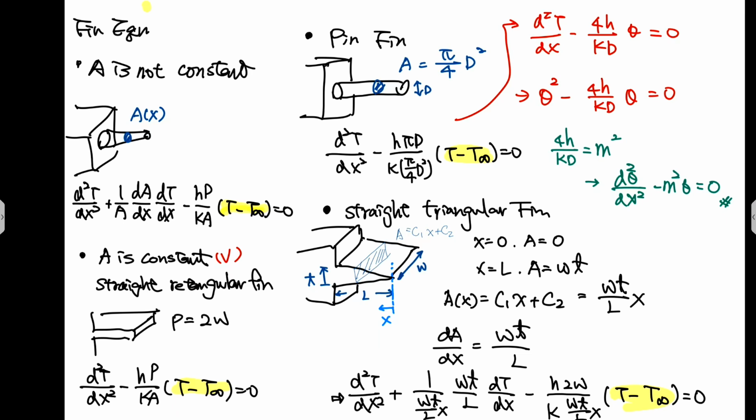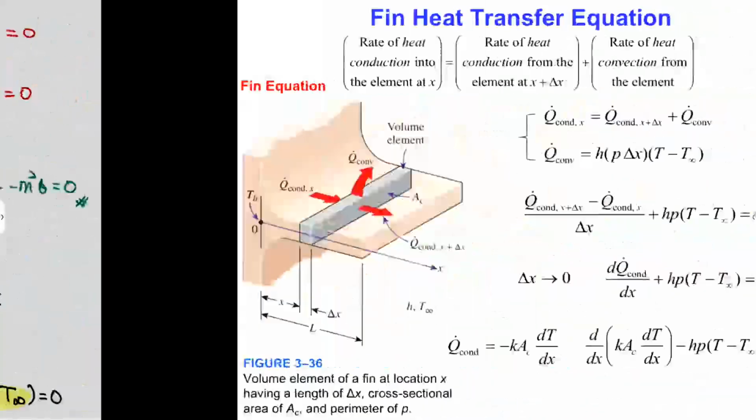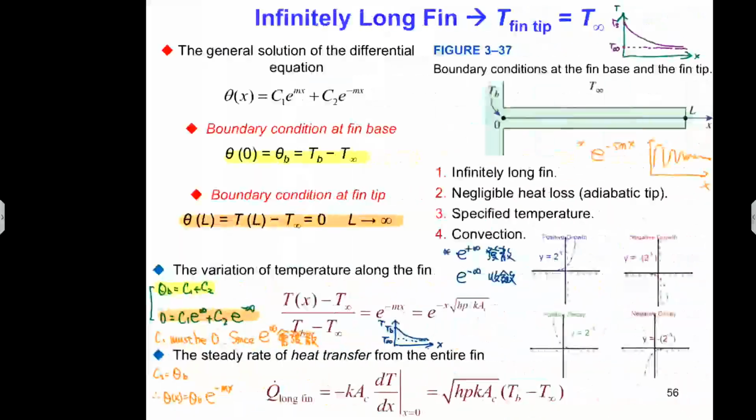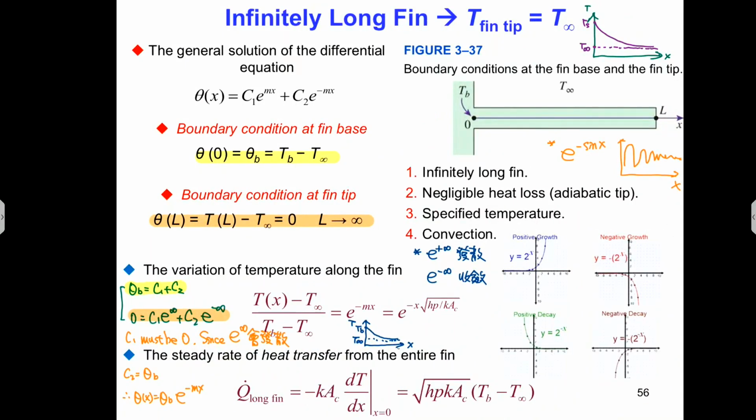Okay, so we described those fin equations, how we can calculate them, and how they directly fit with the textbook. So if you can refer to the PDF, that would be great. Then we have different kinds of cases. For example, the first one, we assume the fin is quite long, L is quite long, and the tip of the fin directly equals the temperature of the environment. So we call it an infinitely long fin.